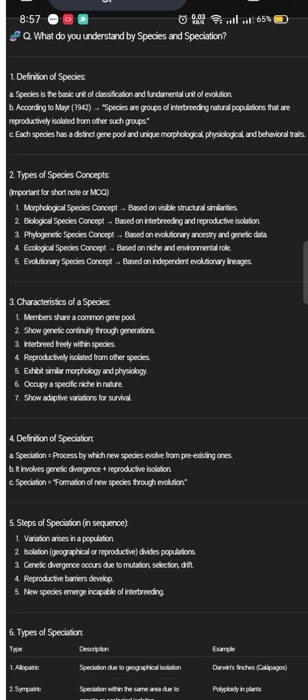Characteristics of a species: members share a common gene pool. Each species has a distinct gene pool. They show genetic continuity through generations. They interbreed freely within the species and are reproductively isolated from other species. They exhibit similar morphology and physiology. They occupy a specific niche in nature and show adaptive variations for survival.